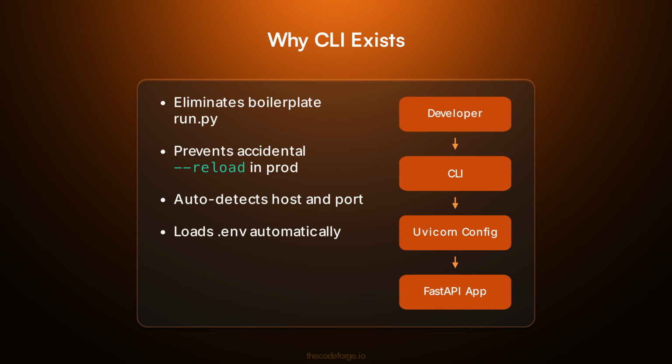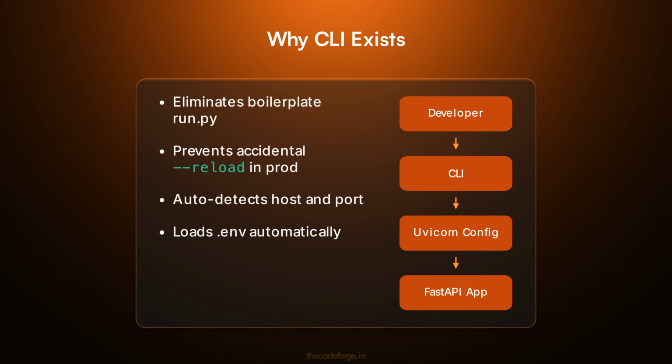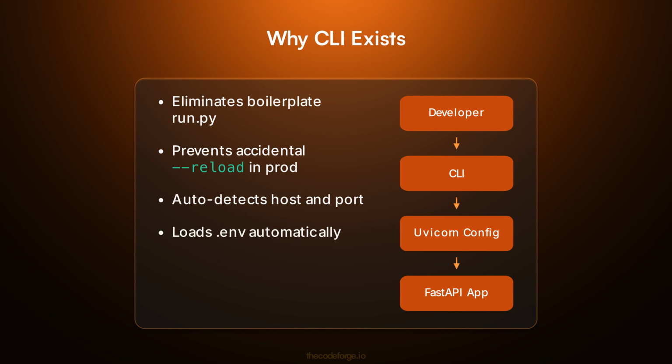Before the CLI, every project had a run.py with environment checks and reload flags. The CLI eliminates that. It knows that fastapi dev means reload on, debug on, single worker. fastapi run means reload off, multiple workers, production logging. No more accidental reload in prod.